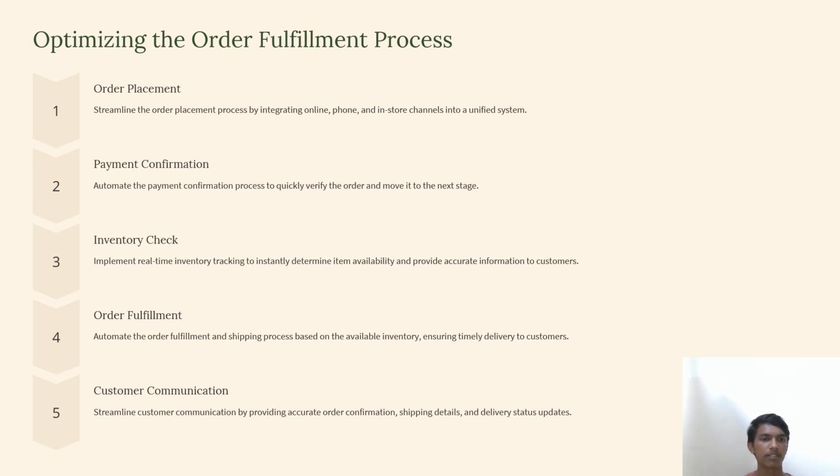Inventory check: implement real-time inventory tracking to instantly determine item availability and provide accurate information to customers. Order fulfillment: automate the order fulfillment and shipping process based on the available inventory, ensuring timely delivery to customers. Customer communication: streamline customer communications by providing accurate order confirmation, shipping details, and delivery status.